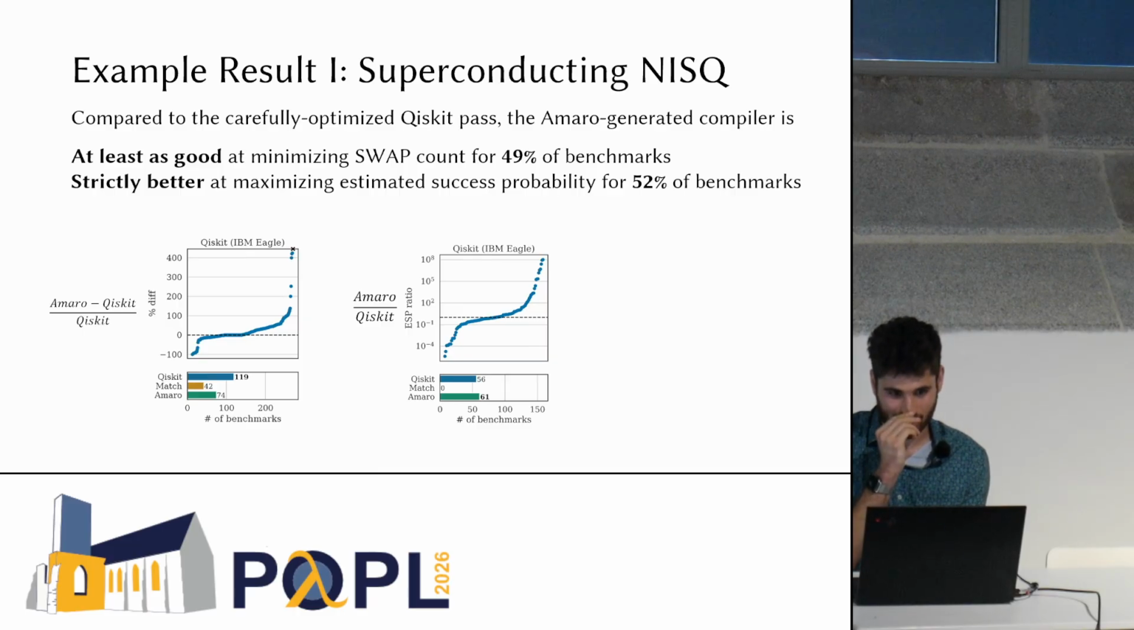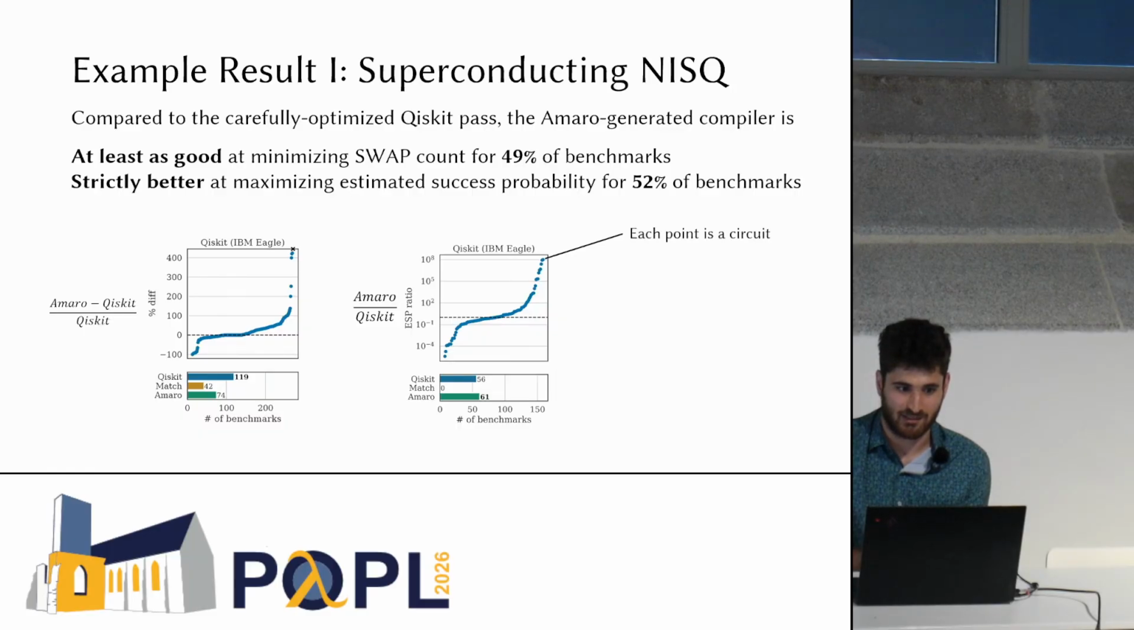One example result is this superconducting qubits case I've been talking about. We compared here to IBM Qiskit, which is this carefully optimized IBM open source compiler framework that has been in development for many years. What we find in this case is that we are almost as good at minimizing the swap count. In about half of the benchmarks, we are able to find a solution that's at least as good as Qiskit. But when we look at the estimated success probability, which assigns a probability of failure to each operation, we see that we are strictly better at maximizing this quantity for about half of the benchmarks. So in terms of swap count, we can match in half of cases, but in terms of estimated success probability, we can beat Qiskit in half of cases.